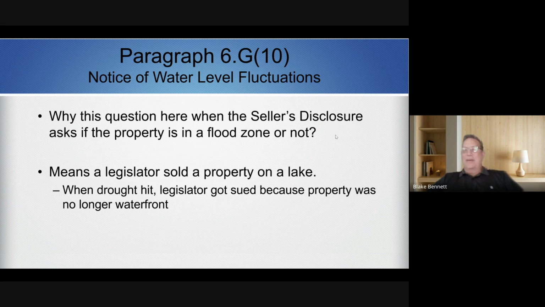The comment that I got is the legislator sold property that they said was lakefront property, waterfront property. Well, drought occurred, water pulled back so that it was beyond the property line. Now the property is not waterfront property, and the legislator got sued. So now we have to tell people that, you know what, during drought, water levels pull back. That's why this paragraph exists.